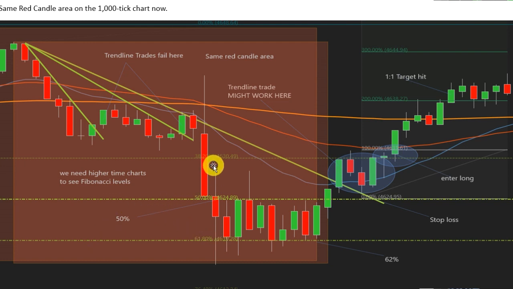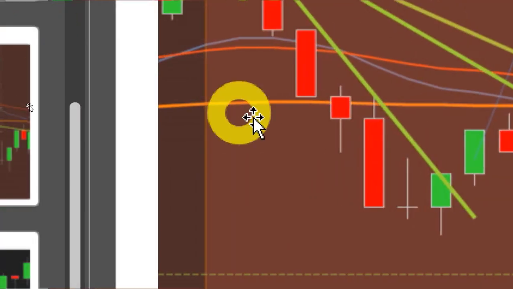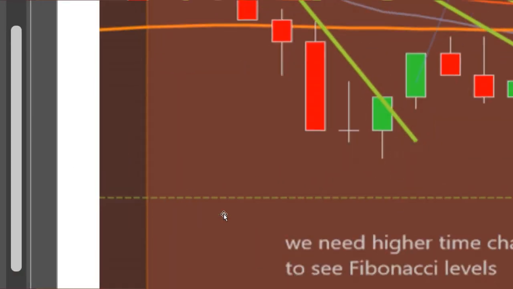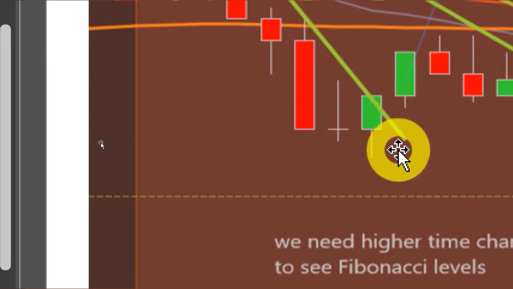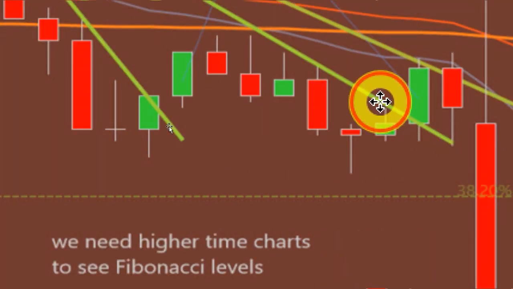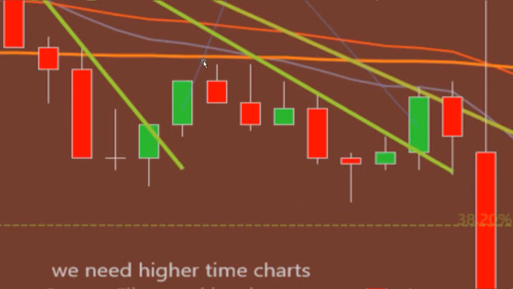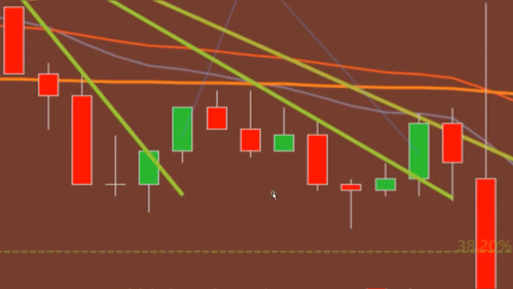This is a deep pullback, so deep that on the 1,000 tick chart, it is very bearish. All right, and these are the trend lines and the potential trades that we could take. If we were right here still on this, we might consider taking a trade right here and keeping a tight stop loss, which would clearly fail immediately. Here's another opportunity right here to take a trade with a stop loss under here. If it spiked up, we would have hit 1-to-1. That would have been okay.